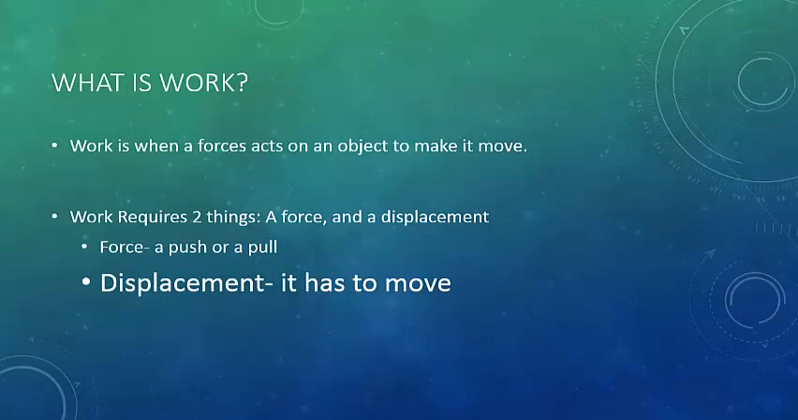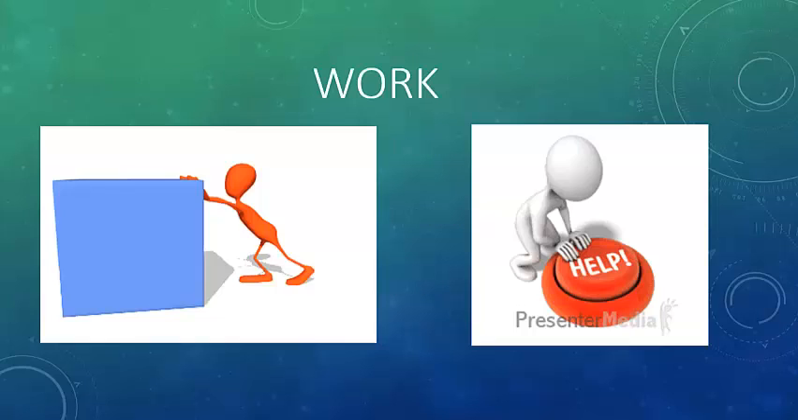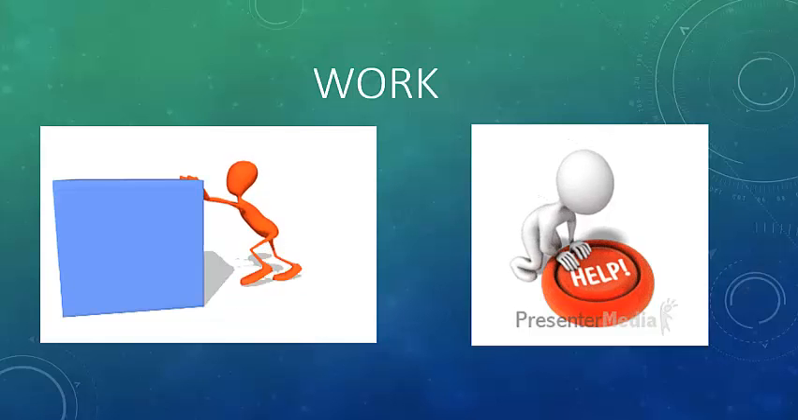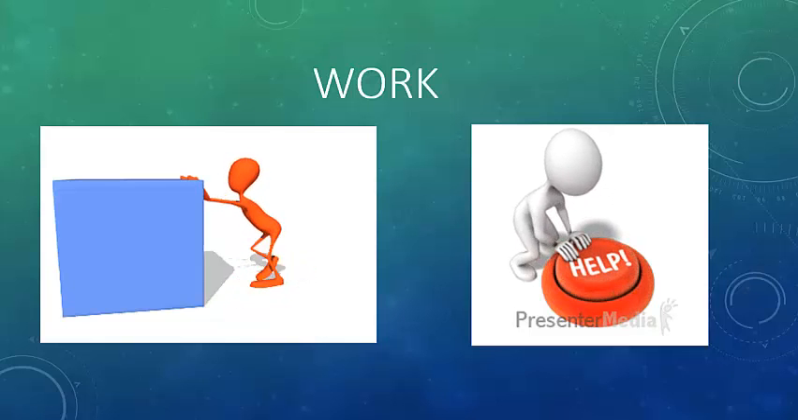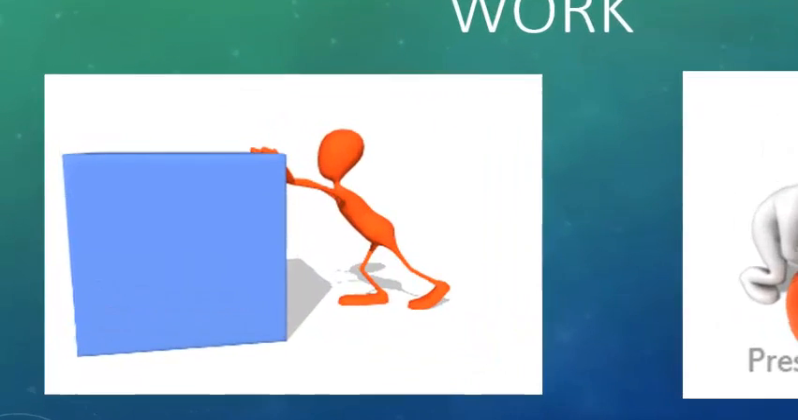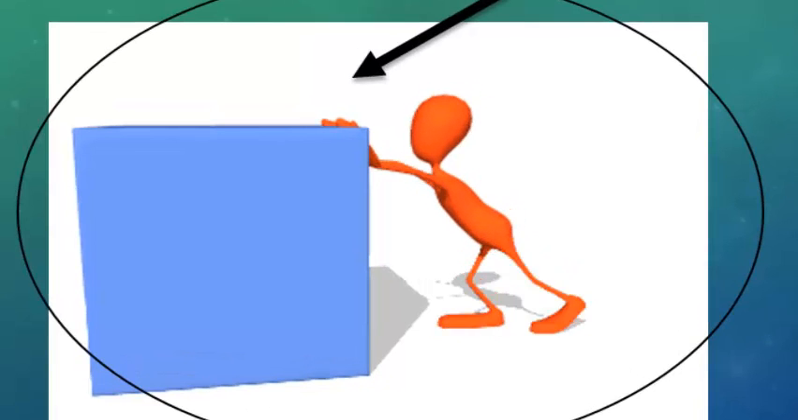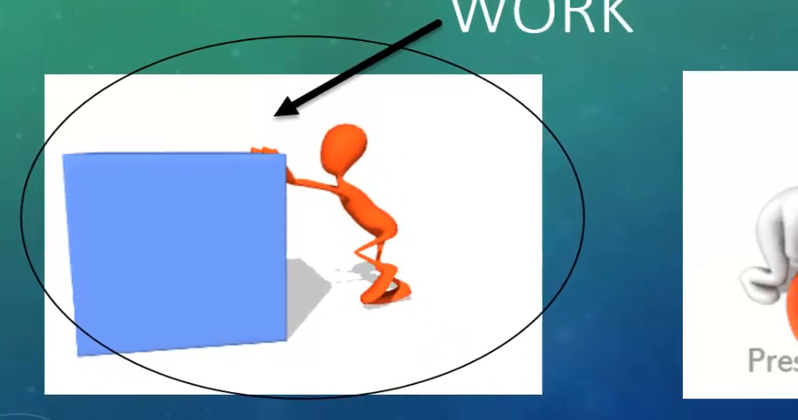Now, displacement means it has to move. So it has to have movement, it has to go somewhere. Forward, back, left, right, up, down. It has to move. So, we are going to take a look at these two examples and determine if work is occurring. So let's start by looking at this picture of this guy moving the box.